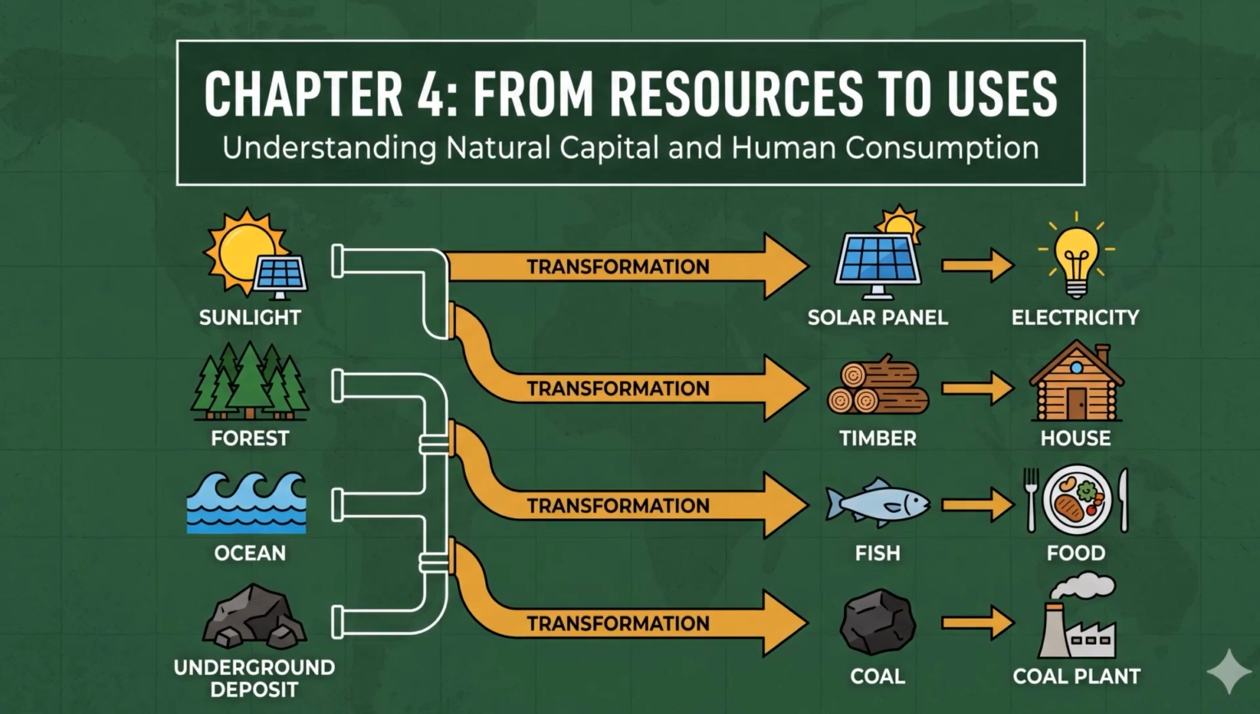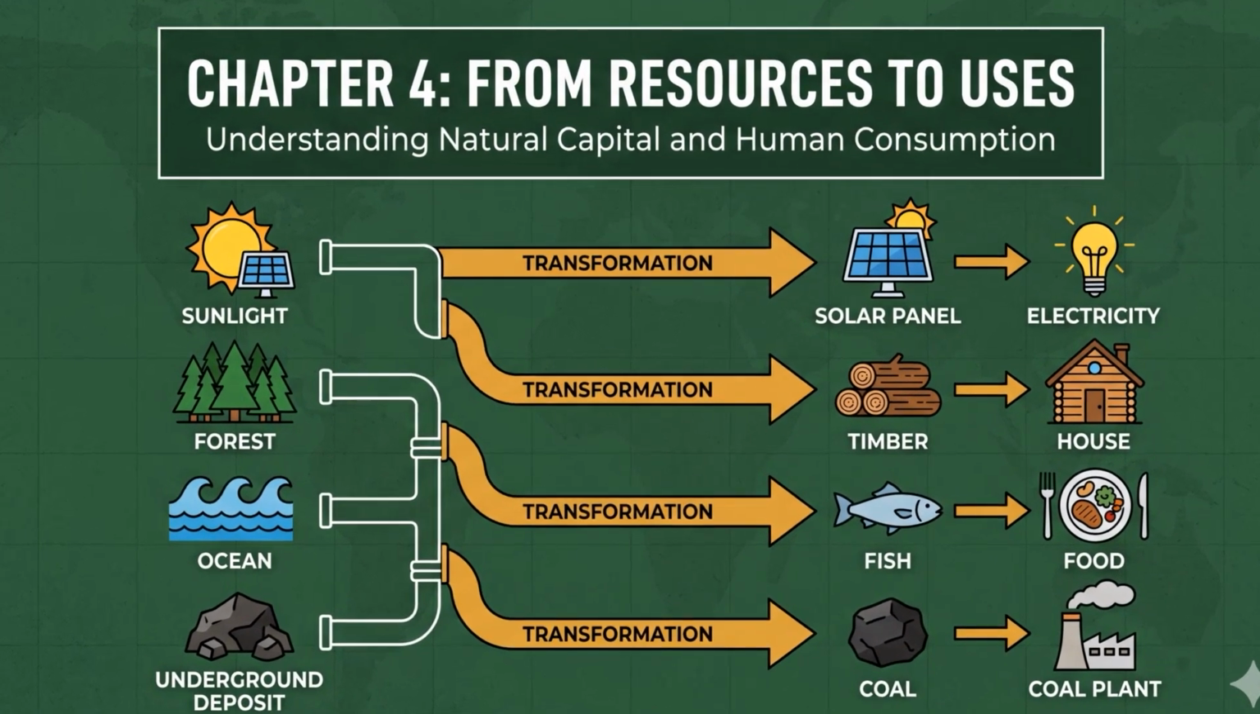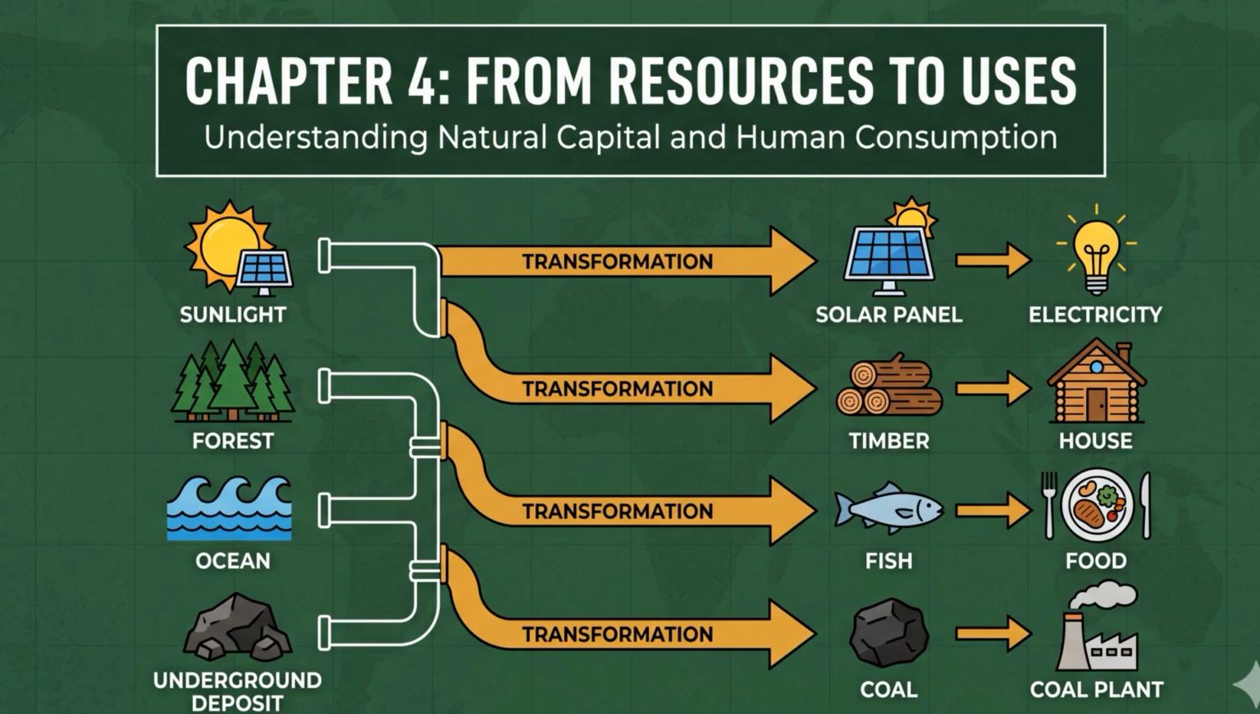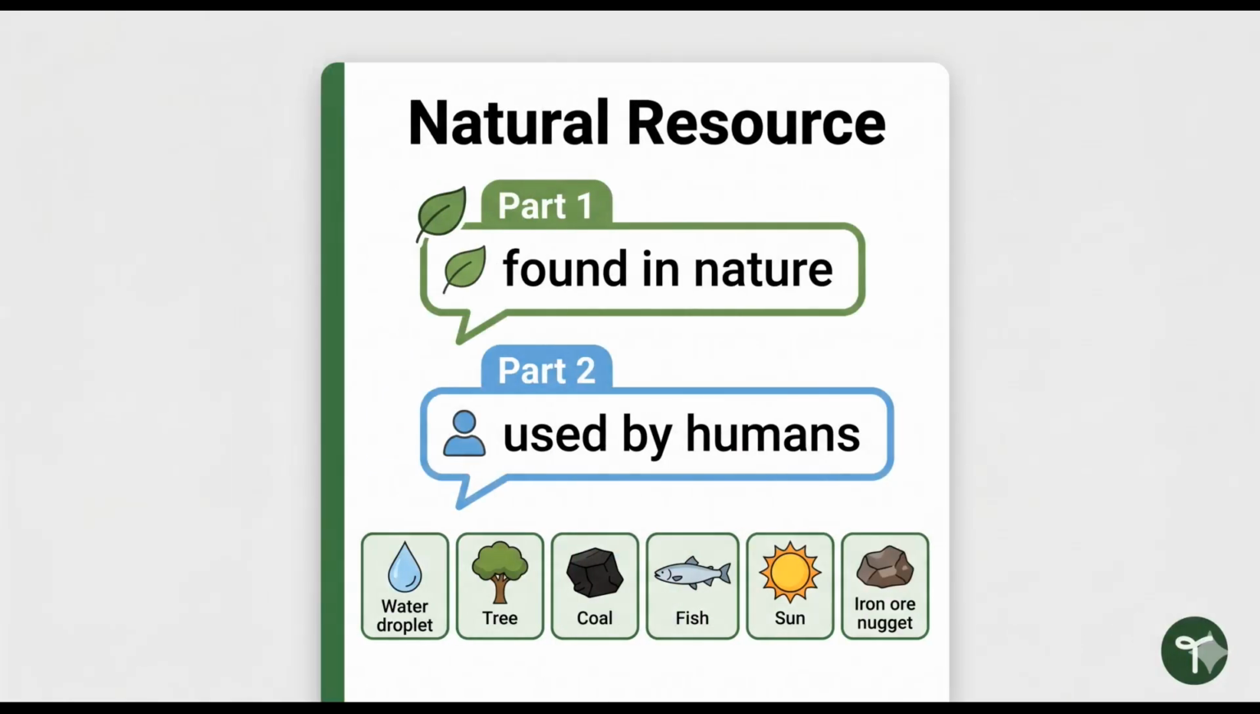Chapter 1. What are natural resources? This chapter is all about the foundation, the definition, and the classification system. I know definitions can feel straightforward, but they are exactly where geography marks are won or lost. Pay close attention to the 2-part rule coming up in the next slide. Here is the definition. Read it with me as it appears on screen.